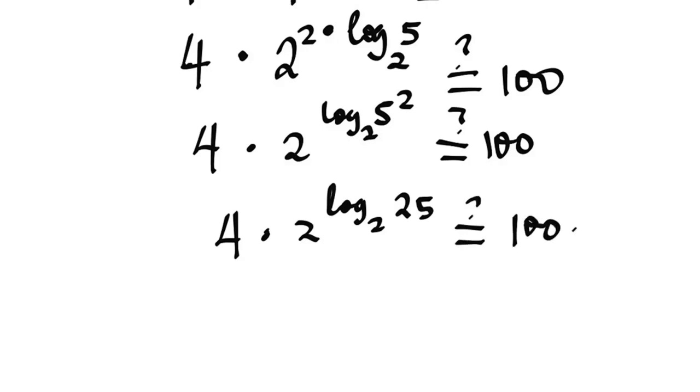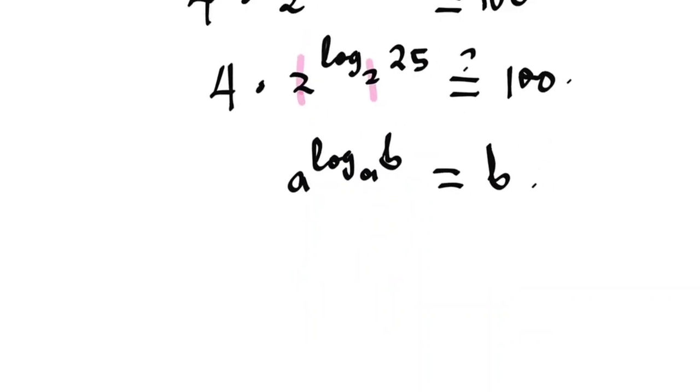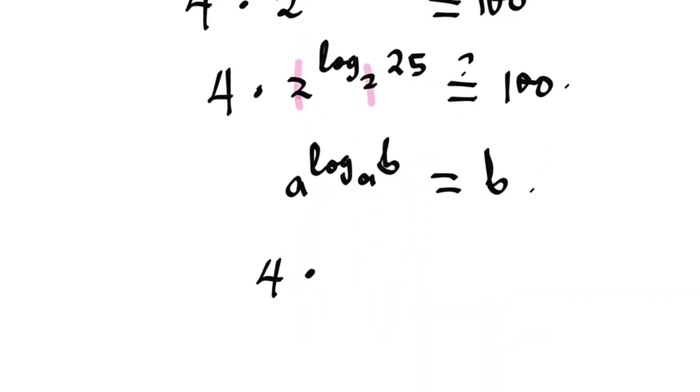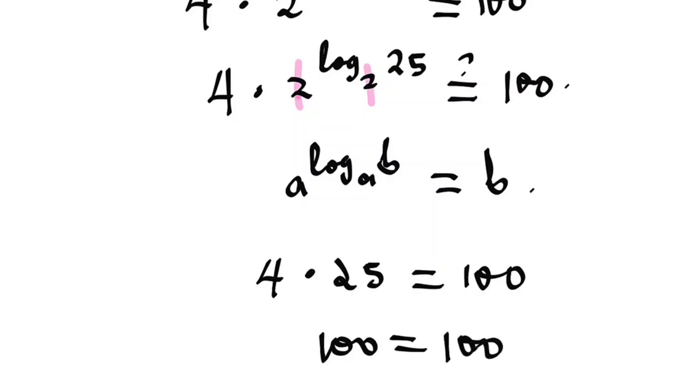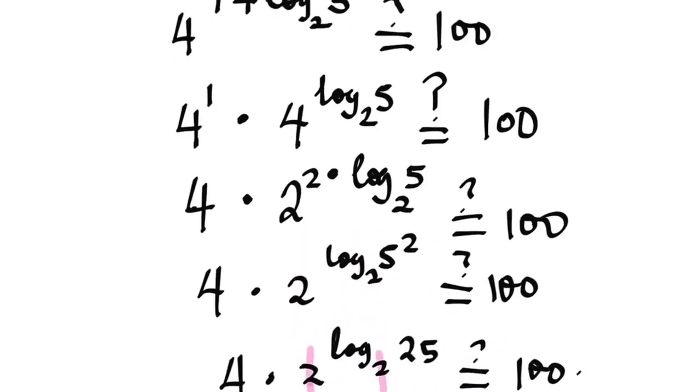Now from there, you can see that we have log base 2 of 2 to the power of... So here we cancel this. For example, recall that when you have a to the power of log base a of b, this will be b. So that is what we use here. Lastly, we're going to have 4 multiplying 25, which equals 100. So we have 100 equals 100, which shows that we have our final answer.